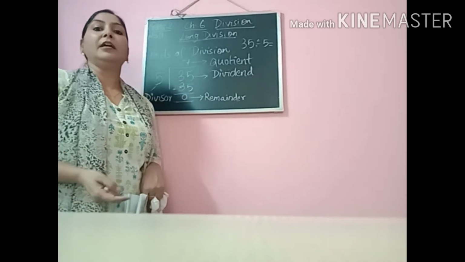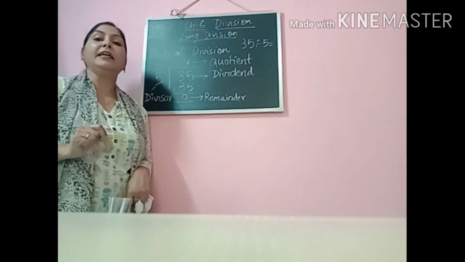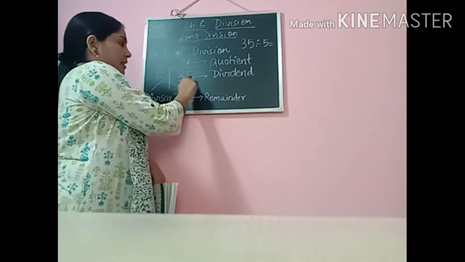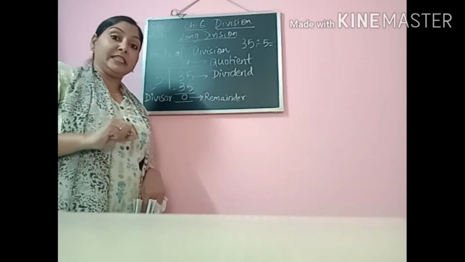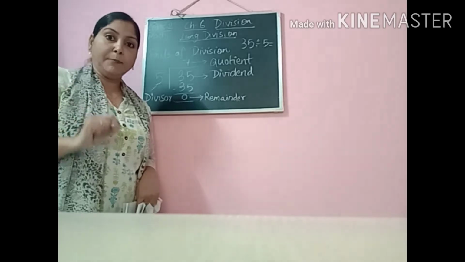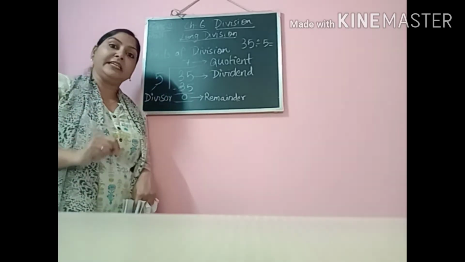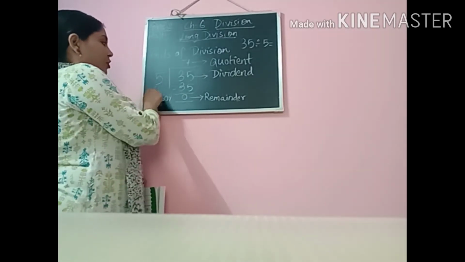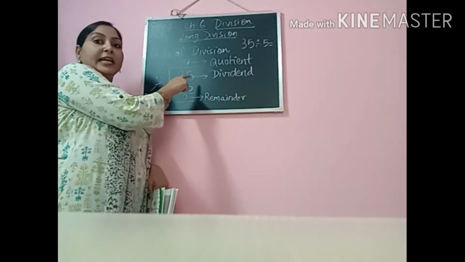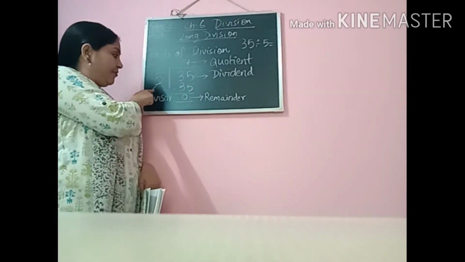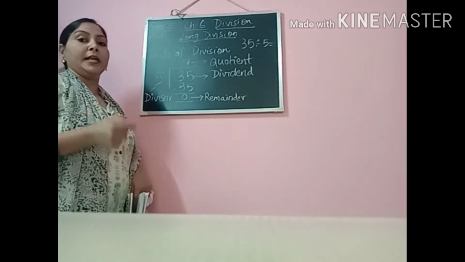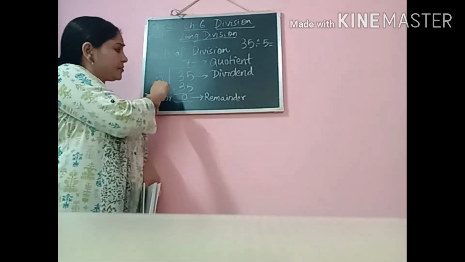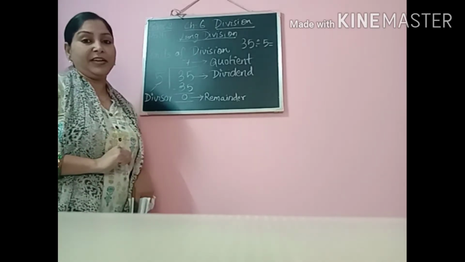Once again, the number which is to be divided is known as the dividend, and the number by which we divide the dividend is called the divisor. Over here you can see 35 is being divided by 5. So 5 is the divisor of 35. Now the next step: we have to divide 35 by 5.